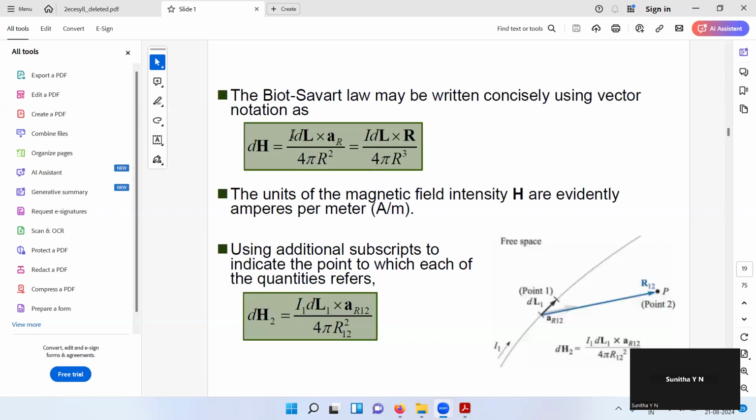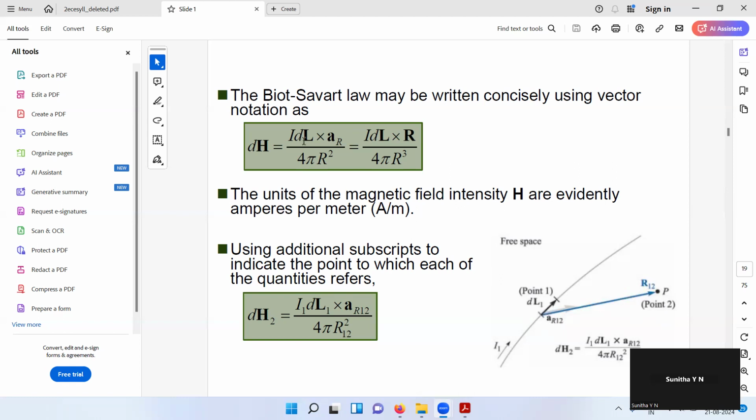So the differential magnetic field at point P is equal to I, the current in the filament, for the differential length dl, and the distance from the field point to the current carrying filament. AR here represents a unit vector in the direction of the distance between the current carrying filament and the point P. If you represent a distance vector R12, then AR is the unit vector in that direction.